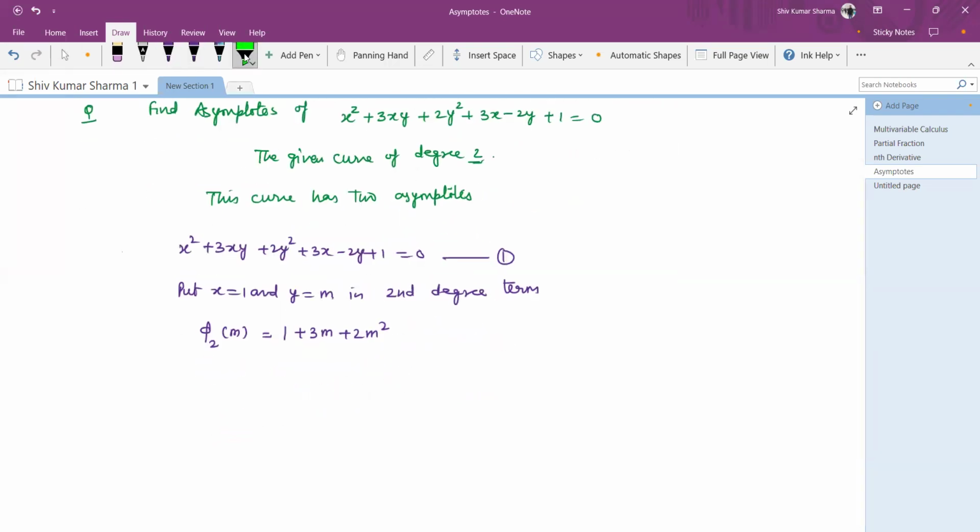That means the second degree terms. We have three second degree terms, 1, 2 and 3. In the second degree terms, we put x equal to 1 and y equal to m. So we get this phi 2m.